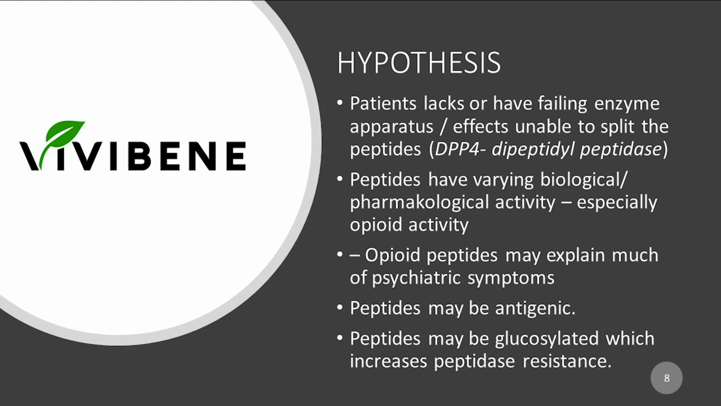Peptides have varying biological and pharmacological activity. Especially known is opioid activity. Opioid peptides may explain much of these psychiatric symptoms, like psychosis, like depression, like some people having high pain thresholds, etc. These peptides might also be antigenic, meaning they cause some kind of inflammation in your body. And the peptides may be glycosylated, with some glucose or other carbohydrate linked to them. These carbohydrate links increase the resistance to being broken down.